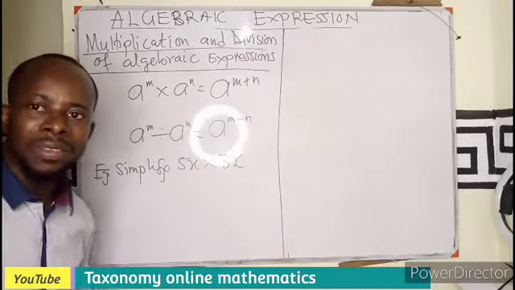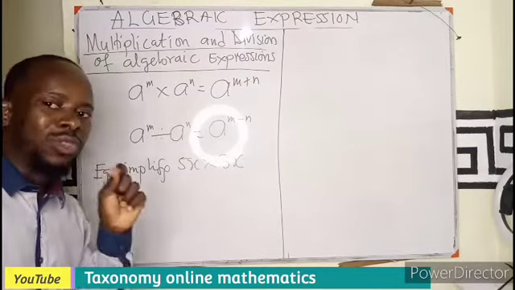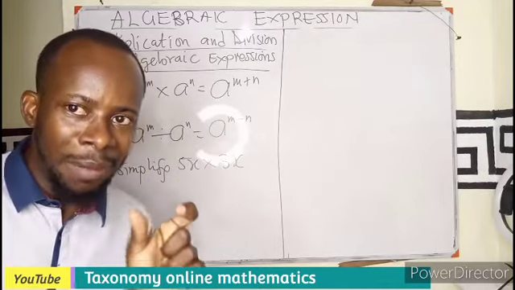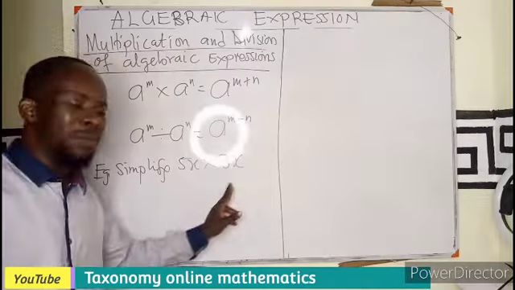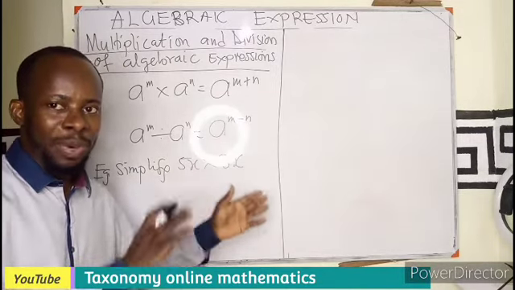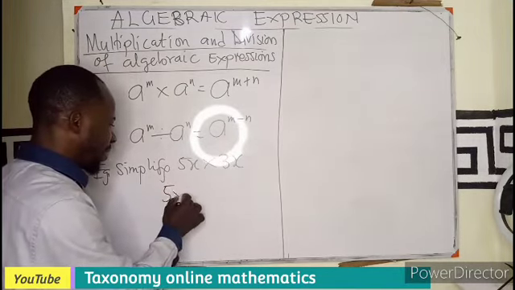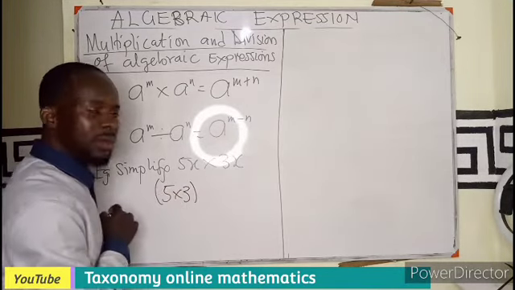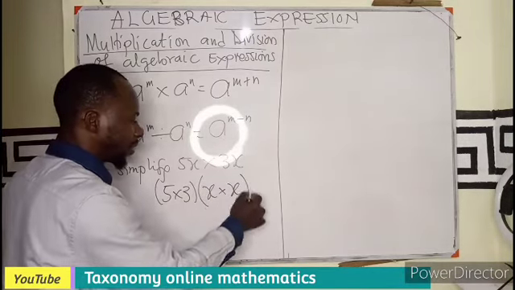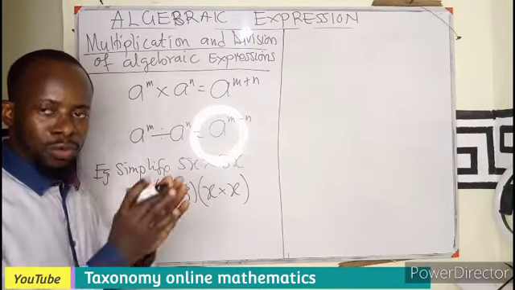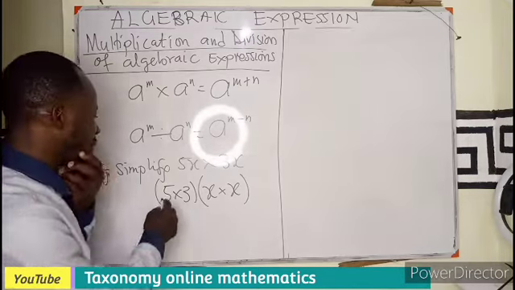5x times 3x. If I'm asked to multiply this, we are going to multiply the constants, the coefficients, together, then the variables together. I'll do that separately before we start doing it in the mind. So this is going to be 5 times 3, then x times x. The variables together, the constants together.